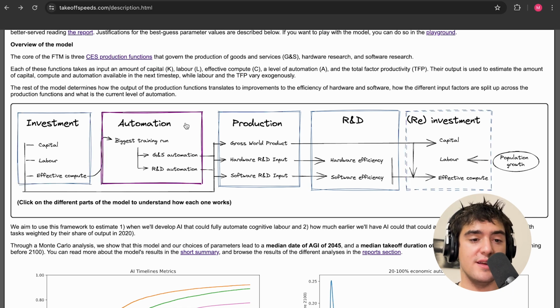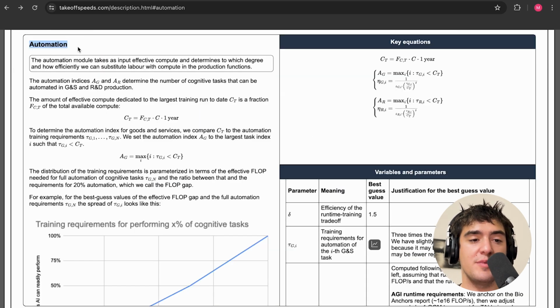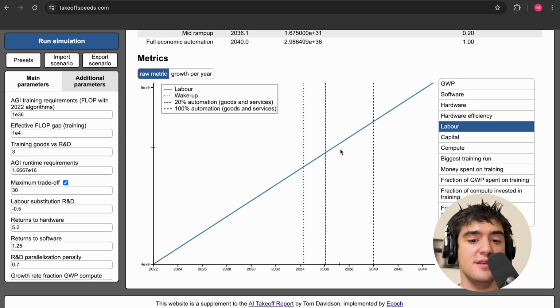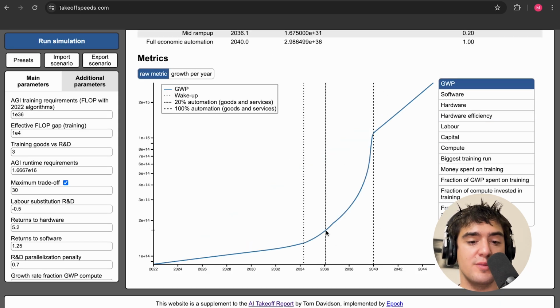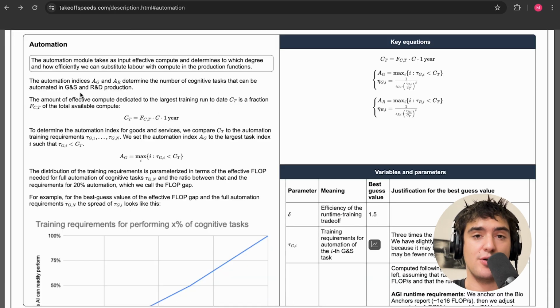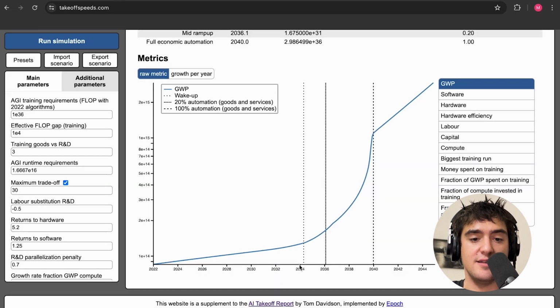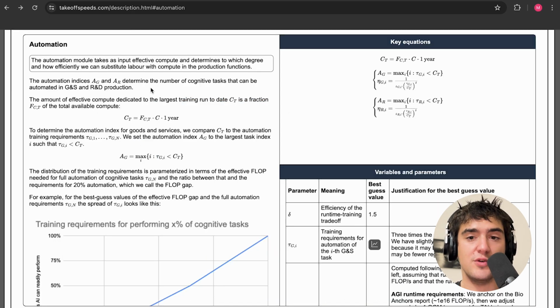But the most important part for me is when we start looking at automation and AI R&D. So here in automation, we're really talking about something that is central to the model, which is takeoff speed. How do we go from 20% automation in 2036 to 100% automation in 2040? So in this model, there are two things that are being automated. One is goods and services, which are the things that are being described in these 20% automation and 100% automation of goods and services. And the other thing you can automate is AI R&D itself. And the main claim of this work is that AI R&D will be automated before goods and services, and this will enable goods and services to grow faster.